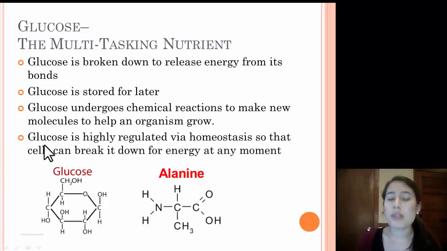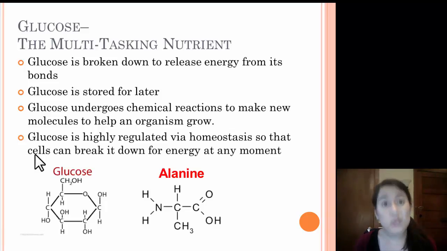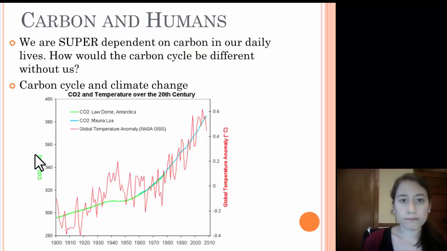And lastly, glucose is super highly regulated via homeostasis so that cells can break it down for energy at any moment. You've heard of people who are diabetic. Diabetics have problems with their insulin, which is used to regulate their glucose. So if you know someone who has diabetes, they might talk about checking their glucose levels, injecting themselves with different things to fix their glucose levels. That's because glucose is so important to making your cells run and keeping your cells healthy.